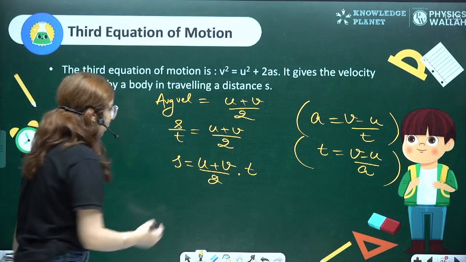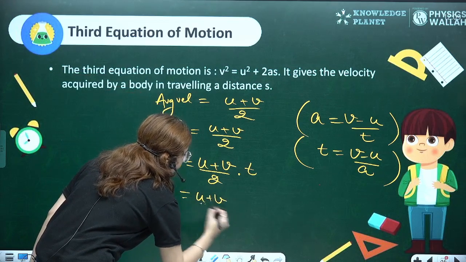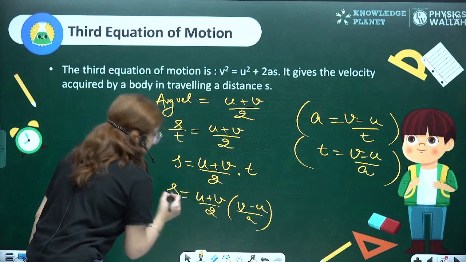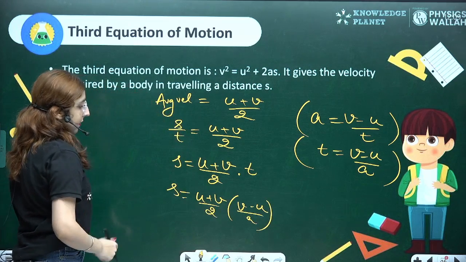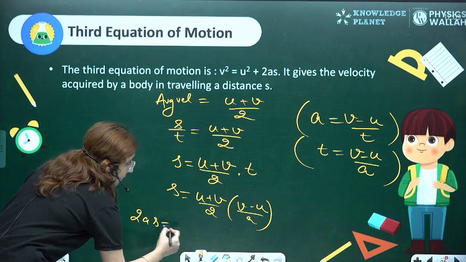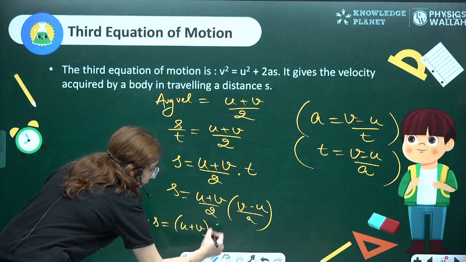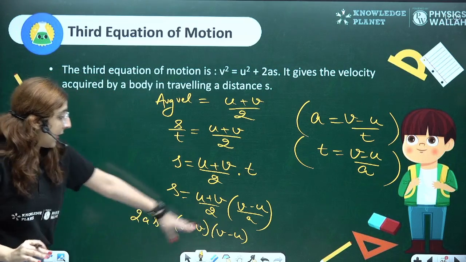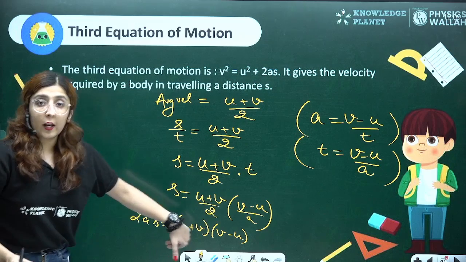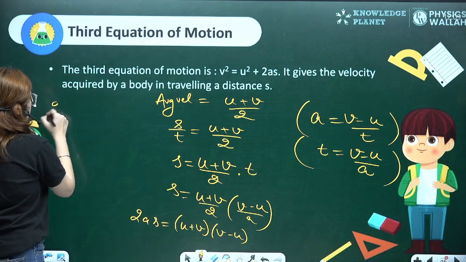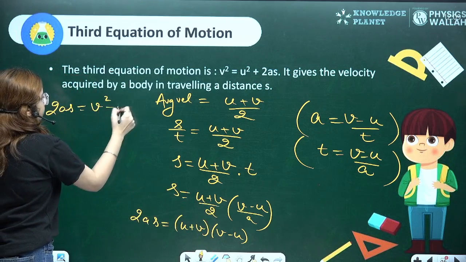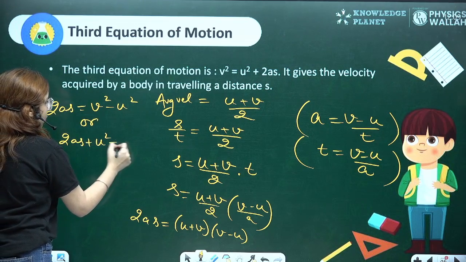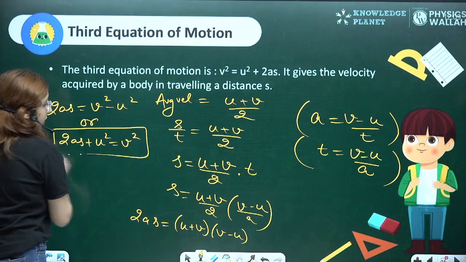Now place the value: s is equal to u plus v by 2 into v minus u by a. Take 2 and a on the other side. 2as is equal to u plus v into v minus u. So it is the a plus b into a minus b maths formula, right? What are you going to get here? v square minus u square. That is nothing but 2as plus u square is equal to v square. Third equation of motion.